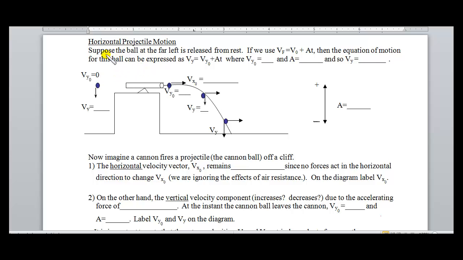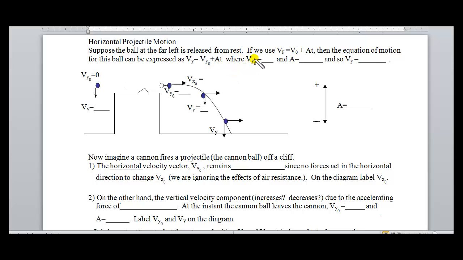So let's begin. Suppose the ball at the far left is released from rest. If we use V final equals V original, same thing as V initial, plus acceleration times time, then we can write an equation of motion for this ball. And the way we're going to do it is we're going to substitute for V final, we're going to put V sub y. In other words, this object is dropping downward, has a certain vertical velocity in the downward y direction. And we can also substitute V sub o with Vy sub o. That's the initial velocity in the vertical direction, plus acceleration times time.